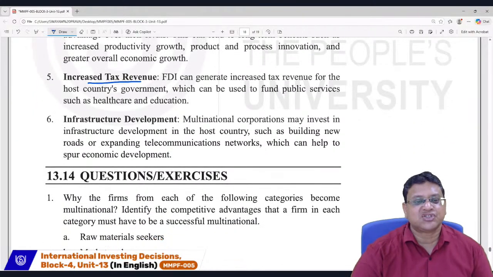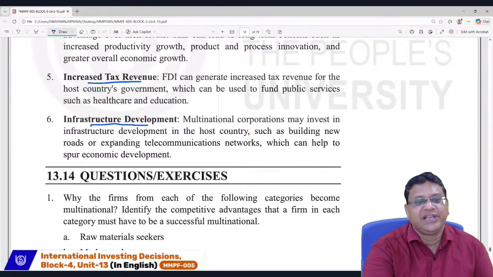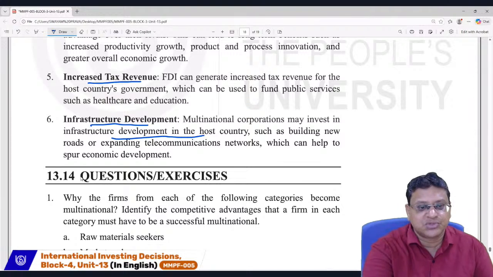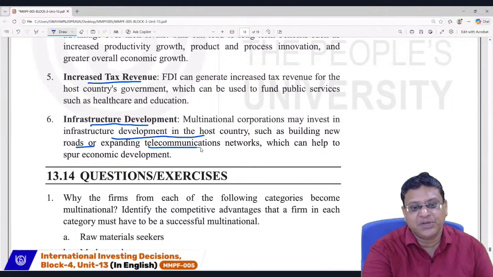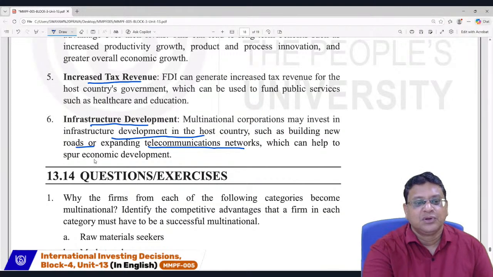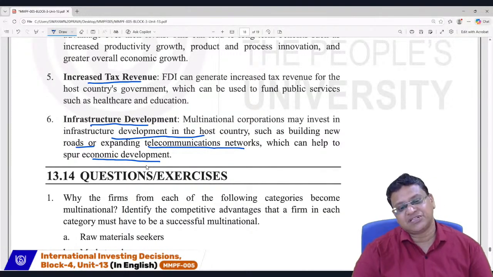Next, infrastructure development. MNCs invest a huge amount in infrastructure development of the host country. They bring new roads and expanded telecommunication networks, which can help the economic development of a country. These are the benefits of foreign direct investment.